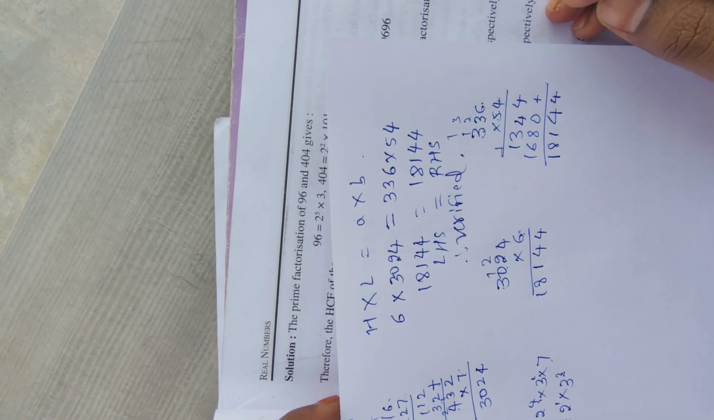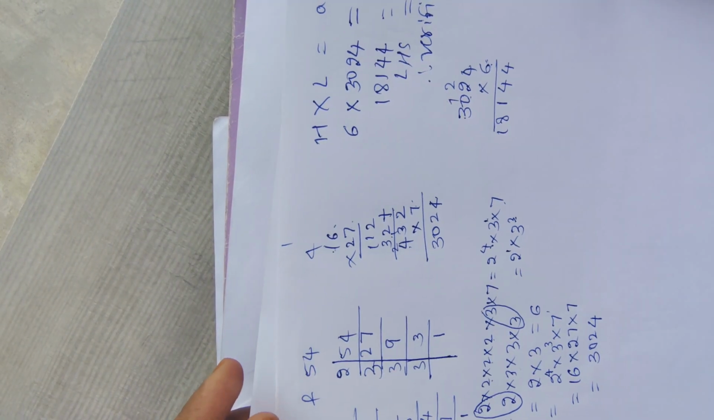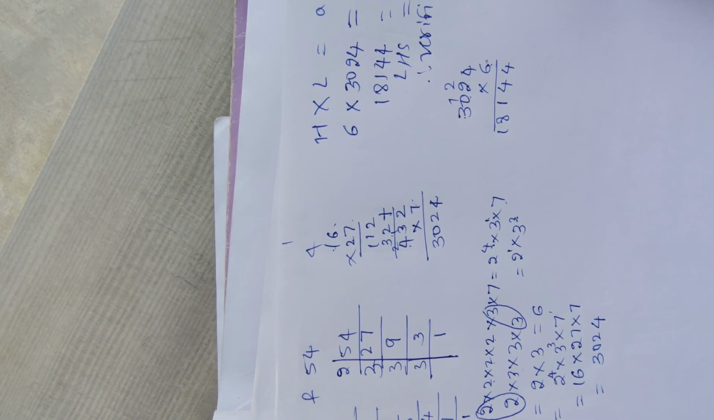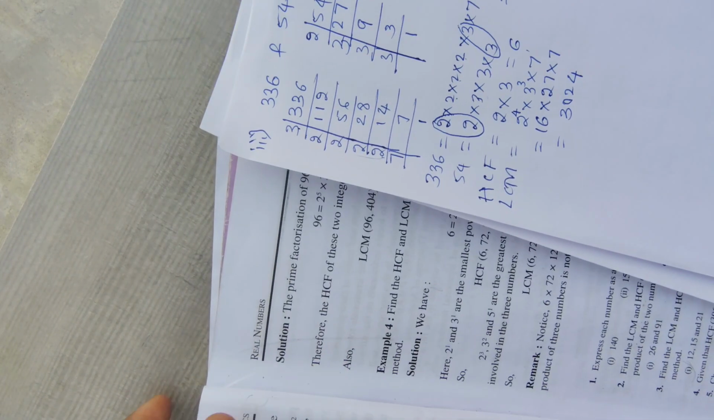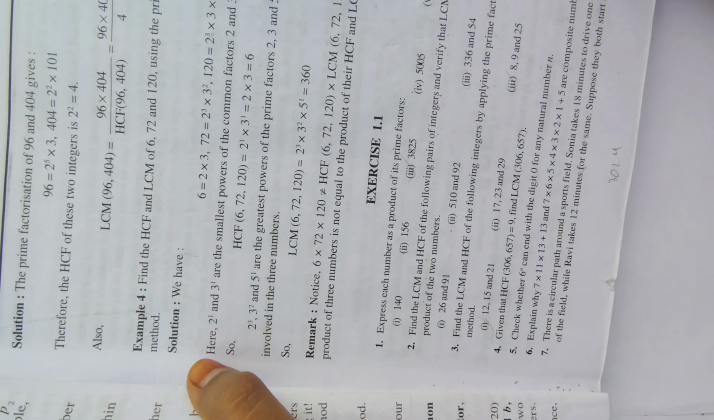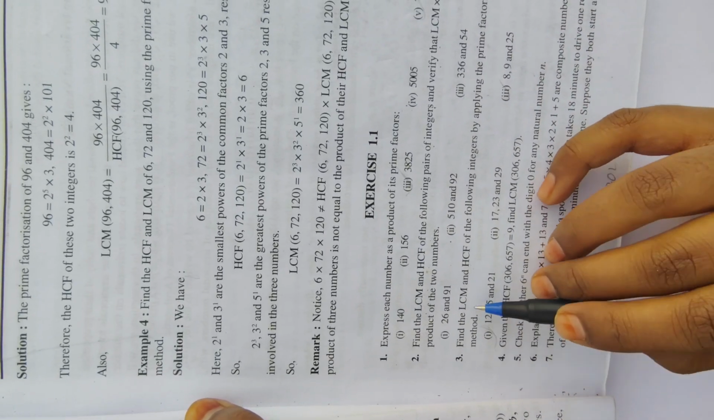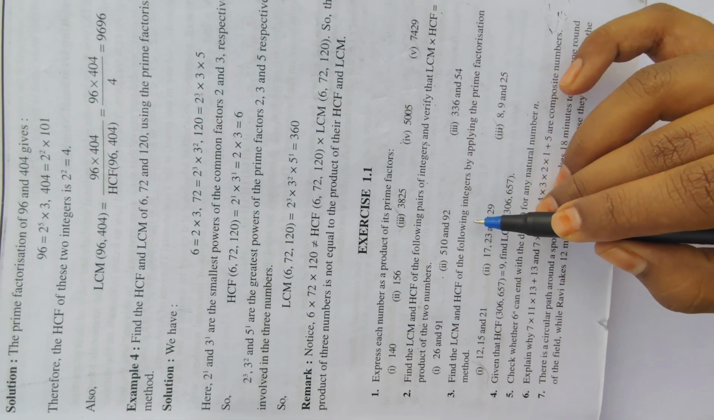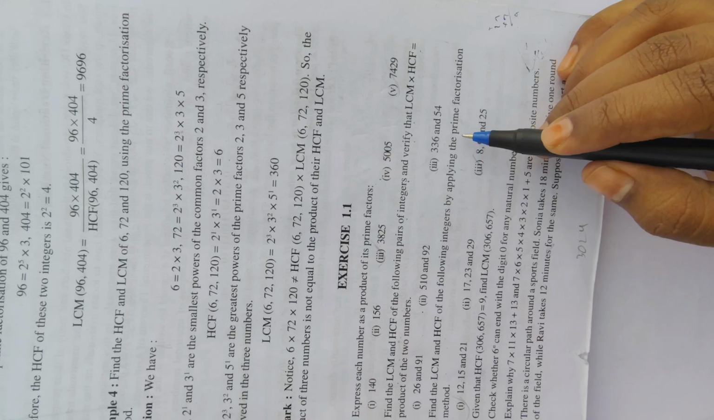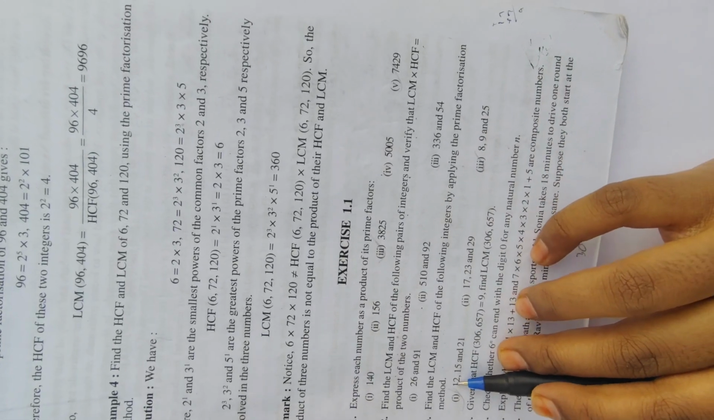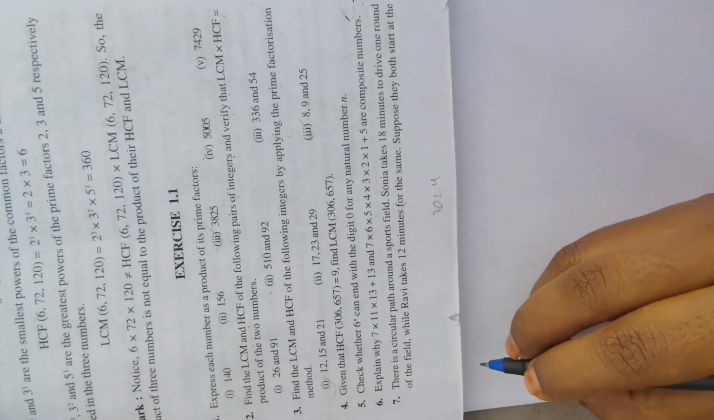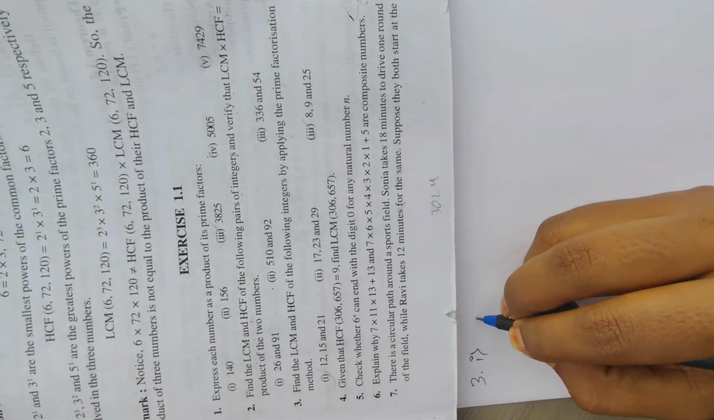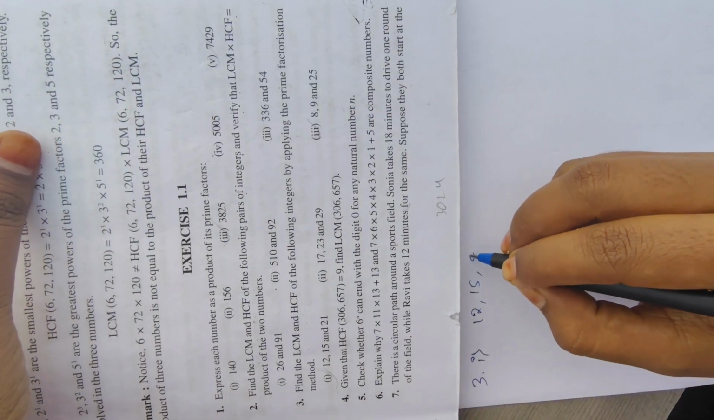Are you getting it, children? All the problems are very easy. We just need to do the answers very patiently. Okay. Next, children, third one, what are they given? Find the LCM and HCF of the following integers by applying the prime factorization method. Okay. So the first question they have given is 12, 15 and 24.